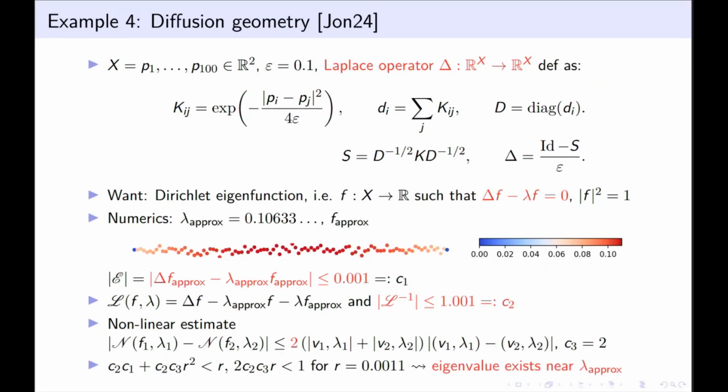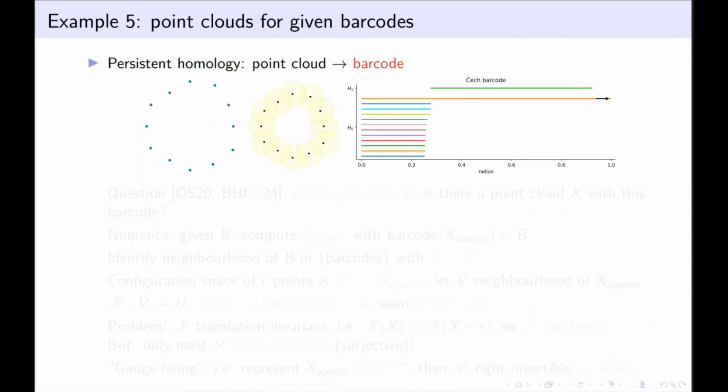So yeah, the conclusion is, after all is done and dusted, that there exists a genuine eigenvalue near this lambda approx. And when I say near, I can actually exactly specify how near it is. And even more than this, you know that the true eigenfunction is near your approximate eigenfunction. But maybe I only care about the eigenvalue. Okay, so far so good. Then let's jump to the last example. We've almost made it. Last example, point clouds for given barcodes.